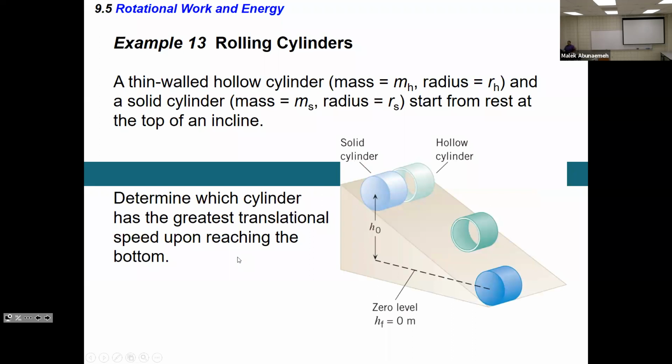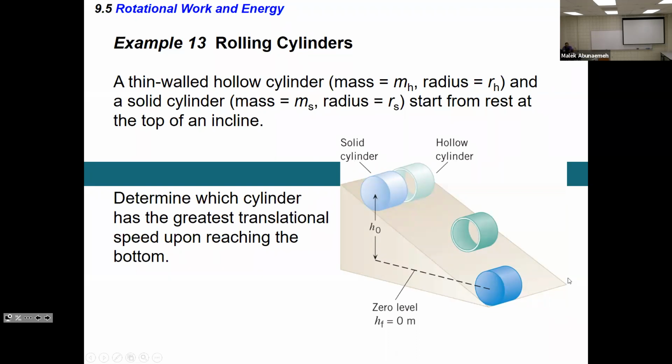So let's do this little example, shall we? You get a thin-walled hollow cylinder and a solid cylinder. They start from rest at the top of the incline and go down. Determine which cylinder has the greatest translational speed upon reaching the bottom. When you reach the bottom, that means your height is 0. Your initial height is whatever it is, and you go to 0.